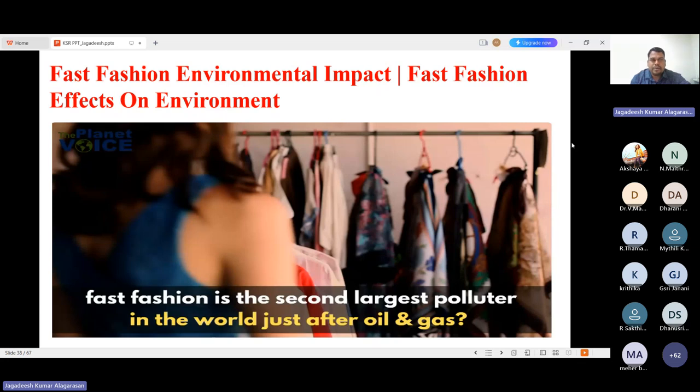And the fast fashion effect on the environment. So we know fast fashion is the second largest polluter in the world, just after the oil and gas industry.